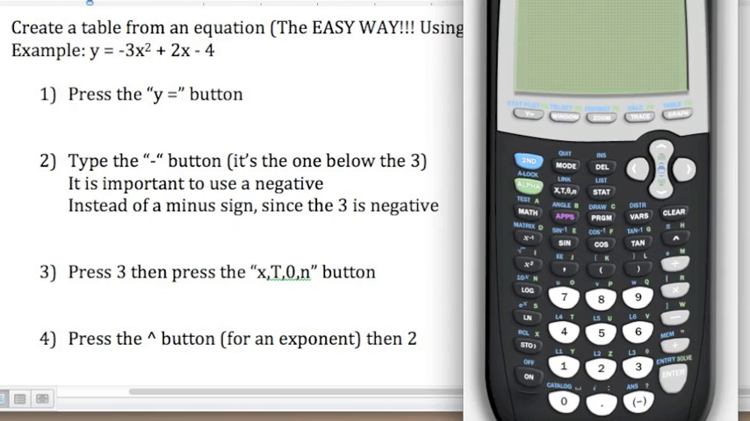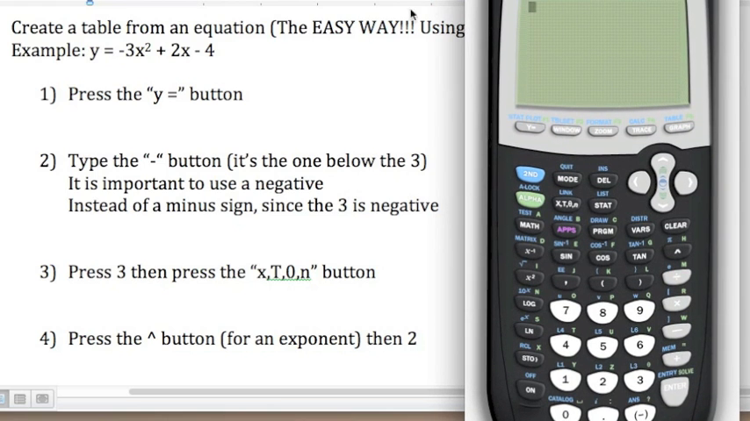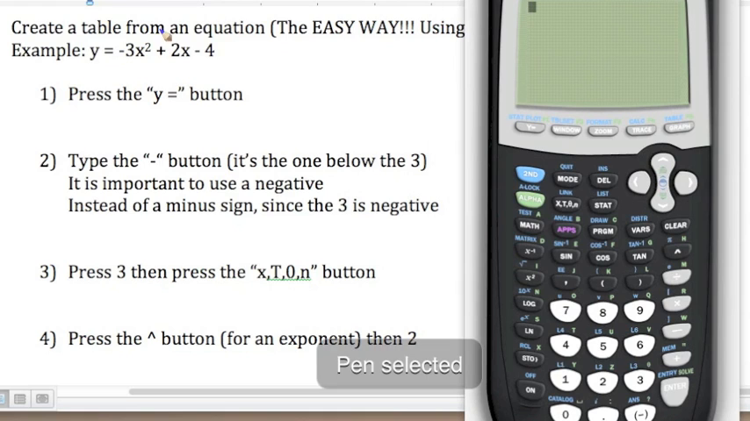All right, now that you've got your calculator up and going, we're going to create a table for this equation right here: y equals -3x squared plus 2x minus 4. And to do that, we're going to need to go through several steps. The first step to making a table is to always press the Y= button.